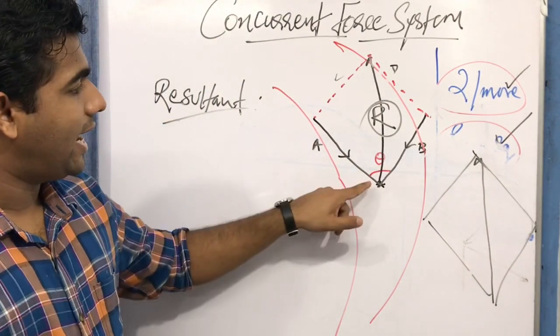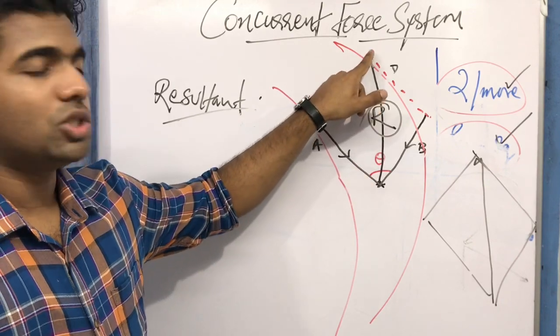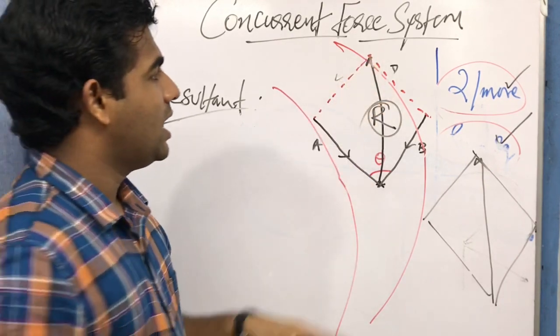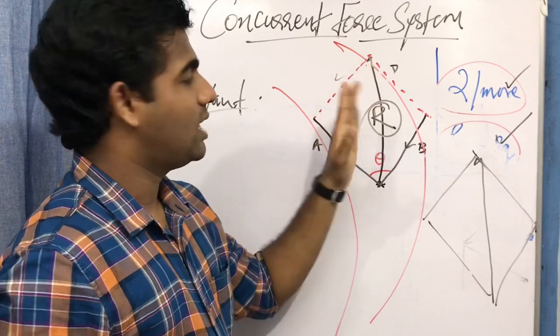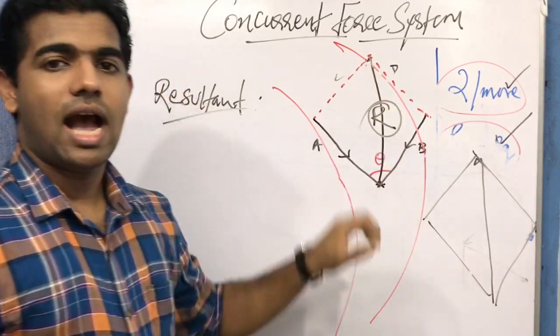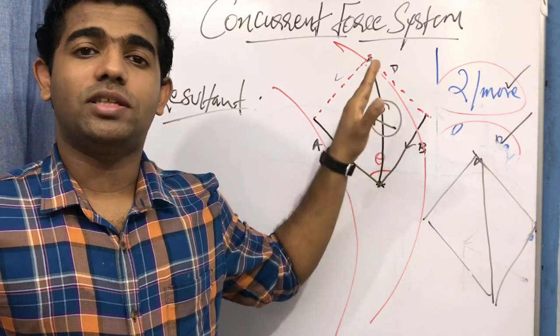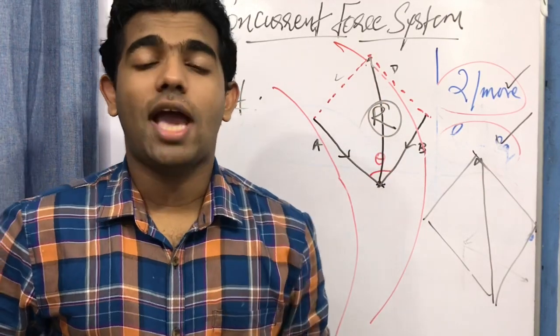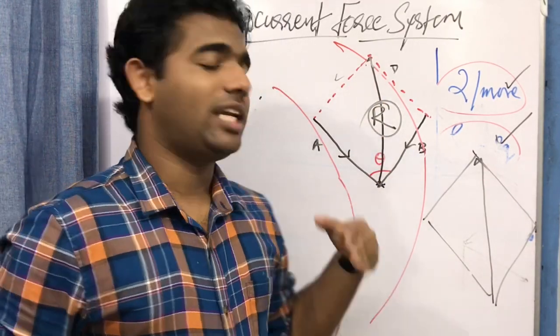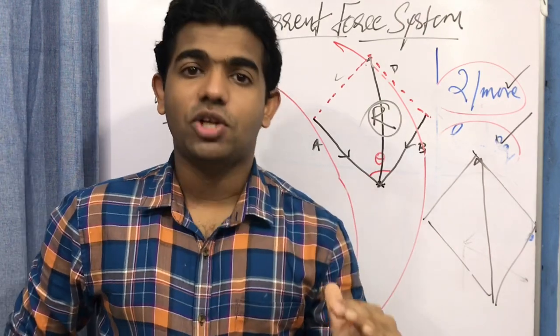Now we draw a diagonal intersecting these two points. This diagonal is intersecting these two points, and for this type of forces the resultant is the diagonal. And if you can find out the value of this diagonal, you get the net value or the direction of that force.